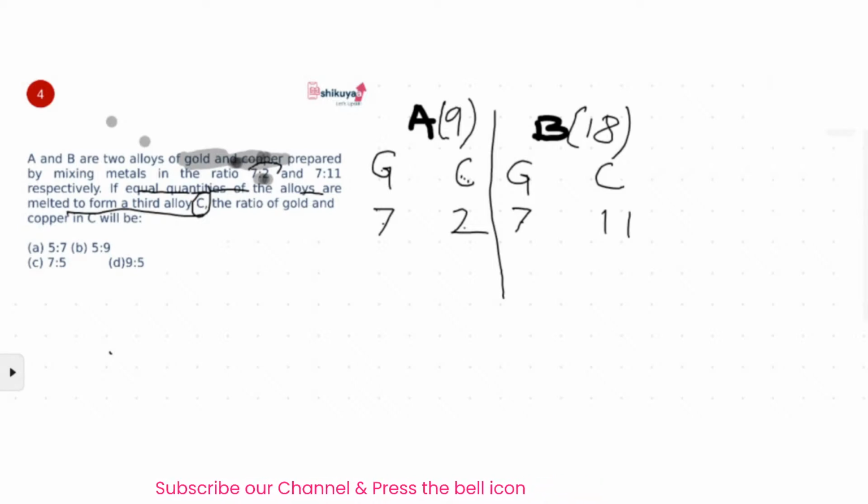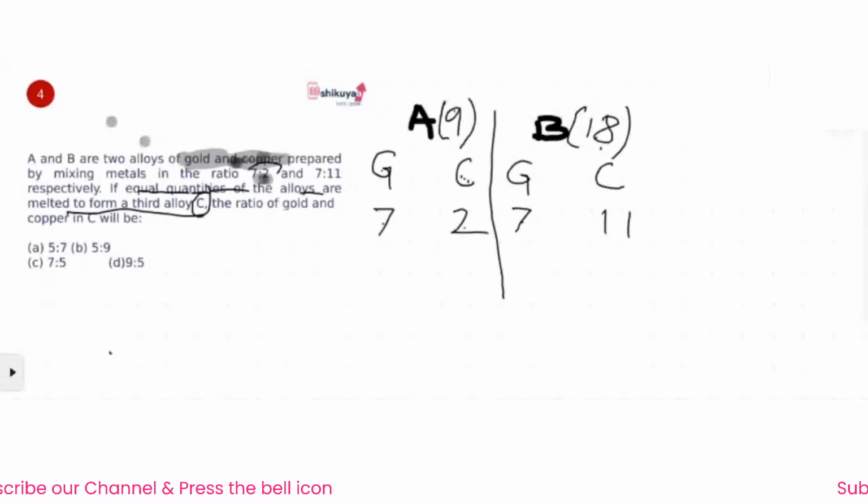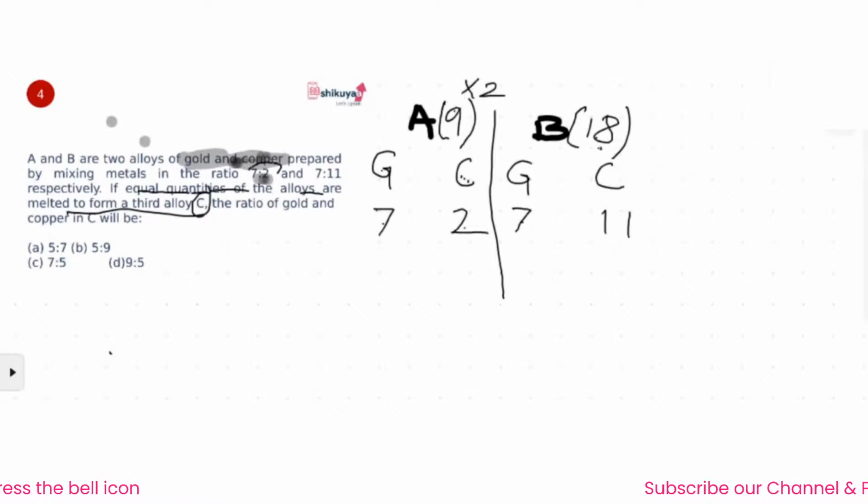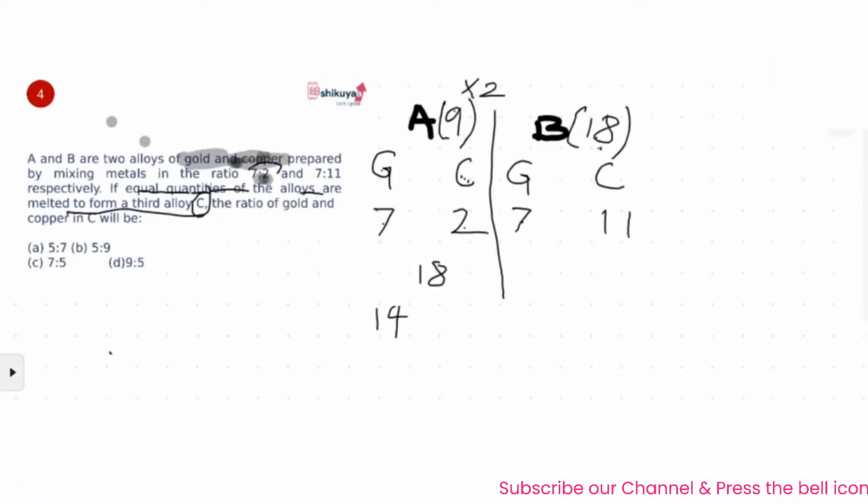But we are expecting to add the same quantities of A and B. So I cannot add 9 units of A and 18 units of B. I have to have the same units of A and B. So in order to make the problem more simplified, I would double the quantity of A. So in 18 units of A, there are 14 units of gold and 4 units of copper.